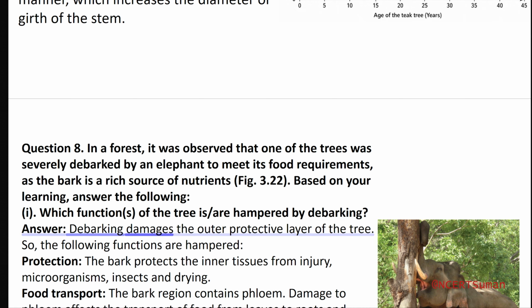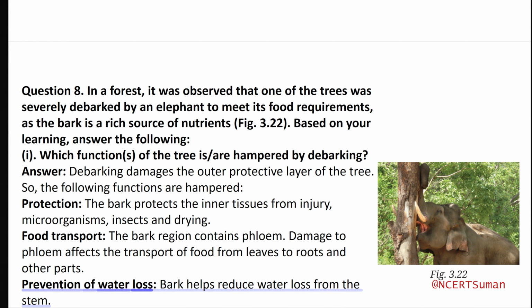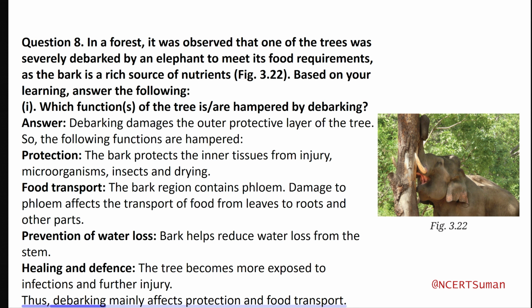Answer: debarking damages the outer protective layer of the tree. So, the following functions are hampered. Protection: the bark protects the inner tissues from injury, microorganisms, insects, and drying. Food transport: the bark region contains phloem. Damage to phloem affects the transport of food from leaves to roots and other parts. Prevention of water loss: bark helps reduce water loss from the stem. Healing and defense: the tree becomes more exposed to infections and further injury. Thus, debarking mainly affects protection and food transport.